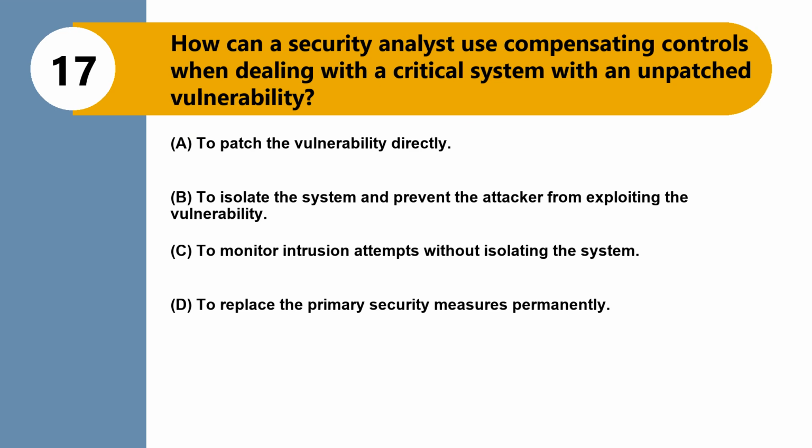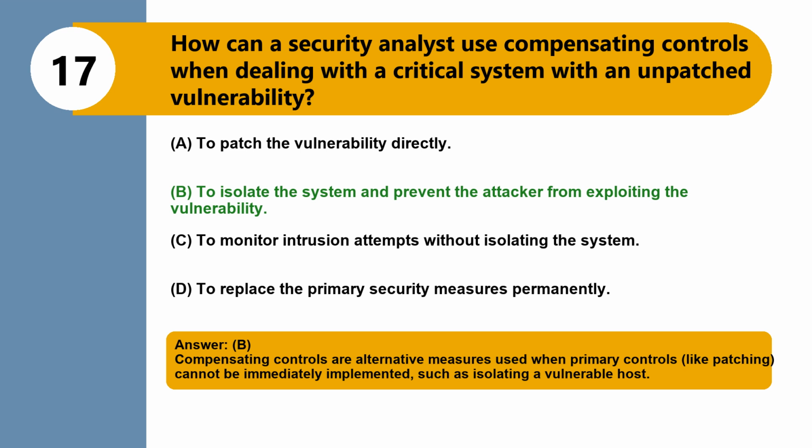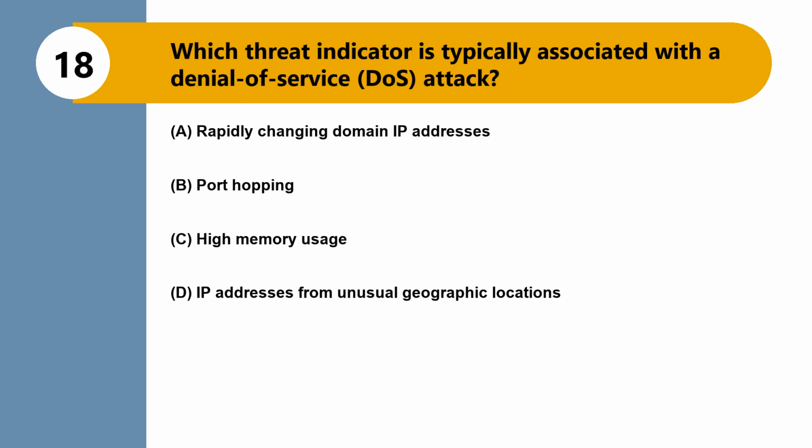Question 17. How can a security analyst use compensating controls when dealing with a critical system with an unpatched vulnerability? Option A. To patch the vulnerability directly. Option B. To isolate the system and prevent the attacker from exploiting the vulnerability. Option C. To monitor intrusion attempts without isolating the system. Option D. To replace the primary security measures permanently. The correct answer is option B, to isolate the system and prevent the attacker from exploiting the vulnerability. Compensating controls are alternative measures used when primary controls, like patching, cannot be immediately implemented, such as isolating a vulnerable host.